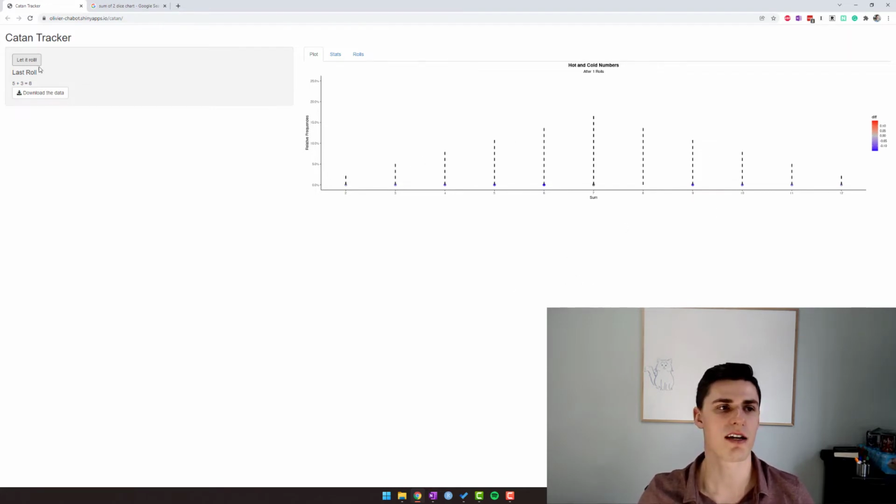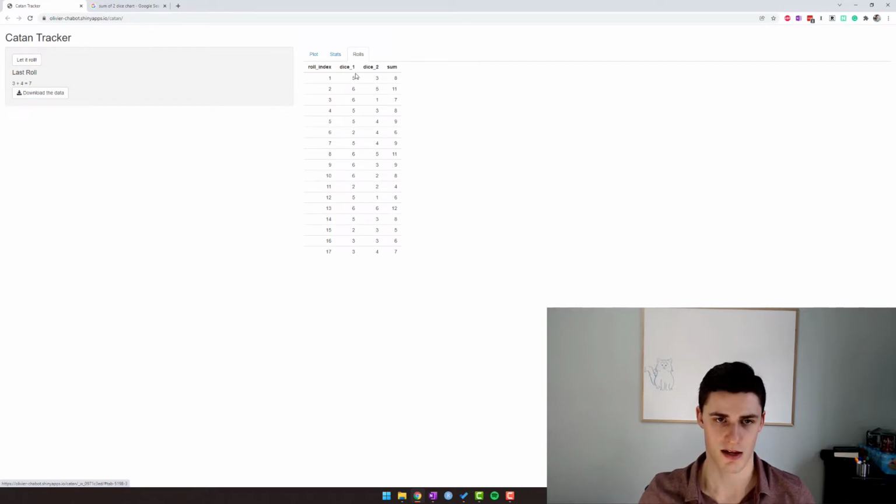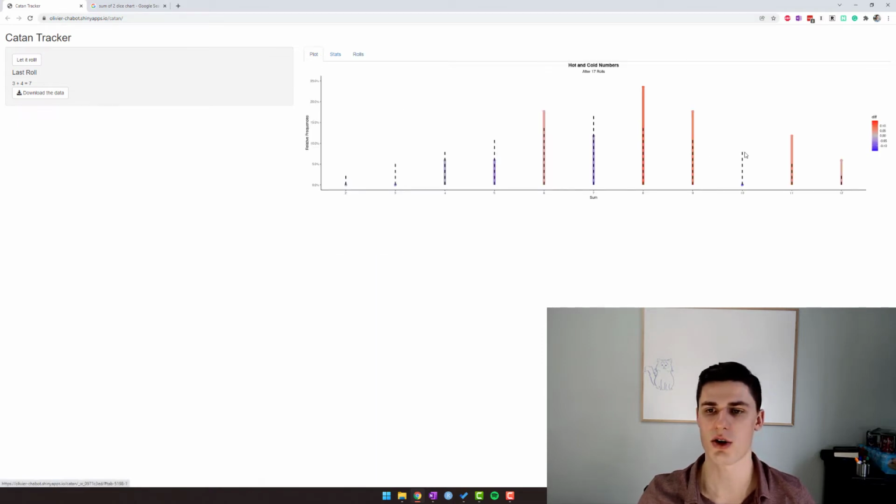And then we're gonna see as I keep rolling here, I'll just click it a bunch of times. I rolled 17 times, and these are all the rolls. Then the plot is showing the stats, right? So for example, I didn't roll a 2 at all yet. I didn't roll a 3. I rolled some 4s, but I didn't roll enough 4s to be theoretically on par here. Not enough 3s, too many 6s, not enough 7s, too many 8s, and so on.